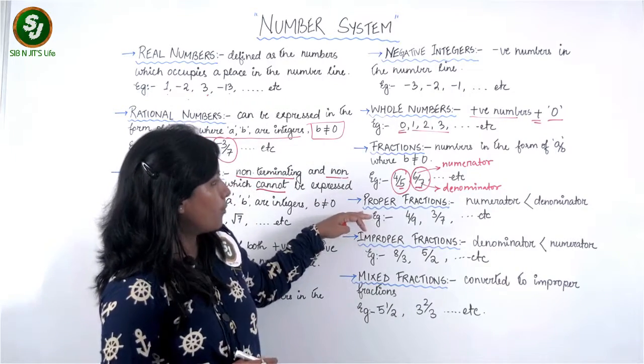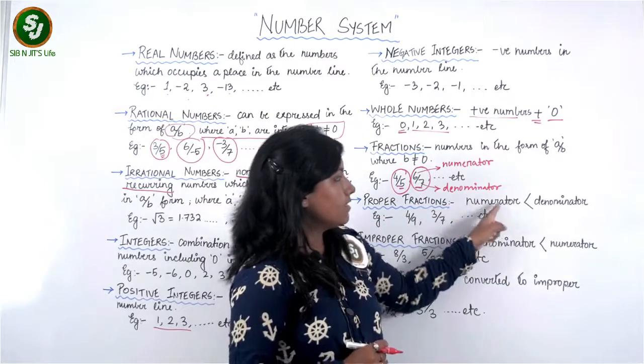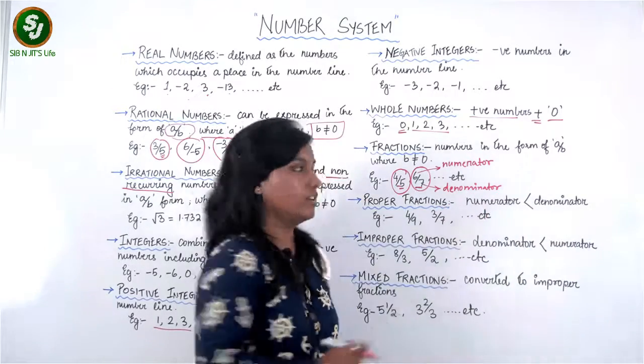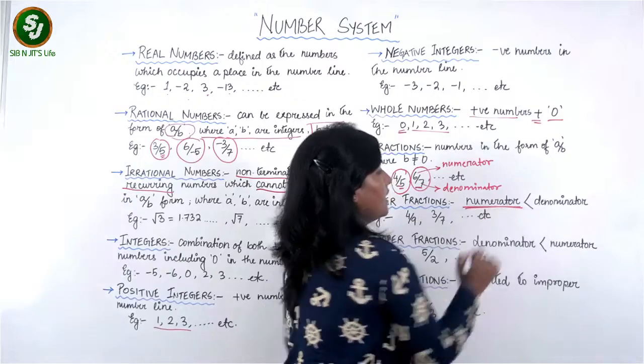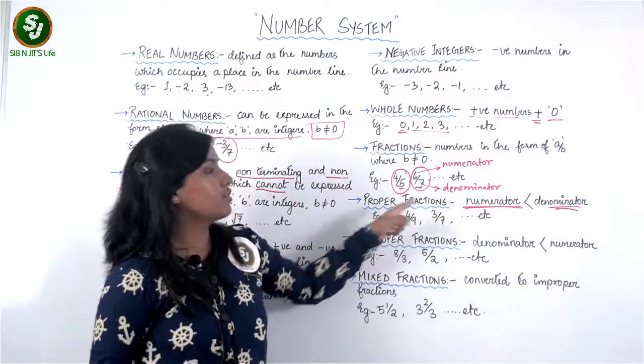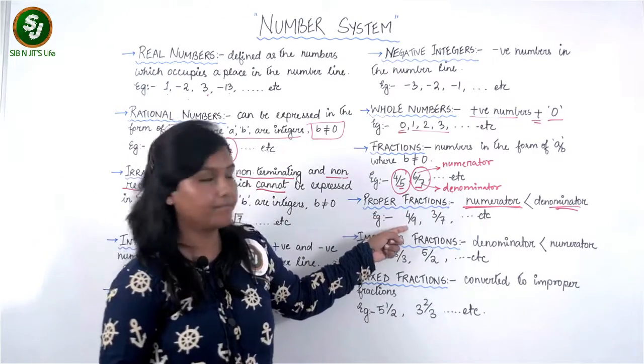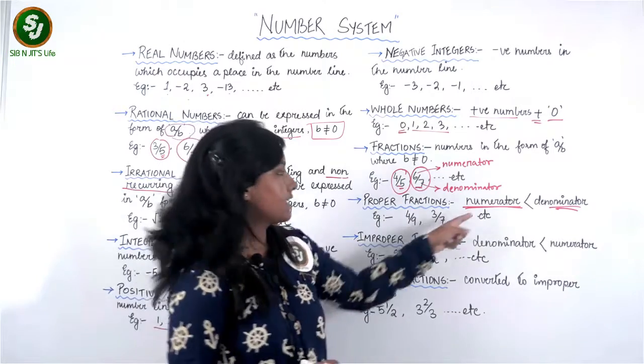Now let's see proper fractions. What is a proper fraction? Numerator less than denominator. Whenever your numerator is less than the denominator, they are termed as your proper fractions. Example is 4 by 9, 3 by 7, etc.